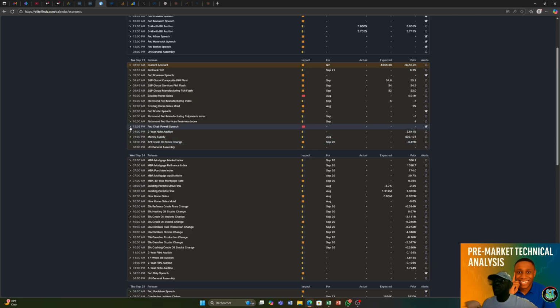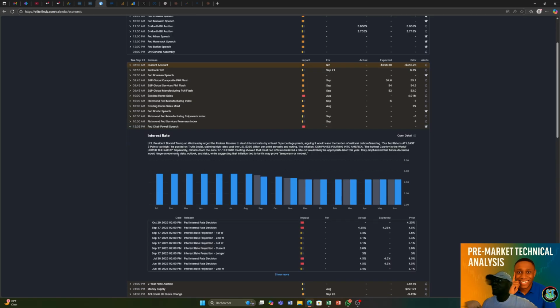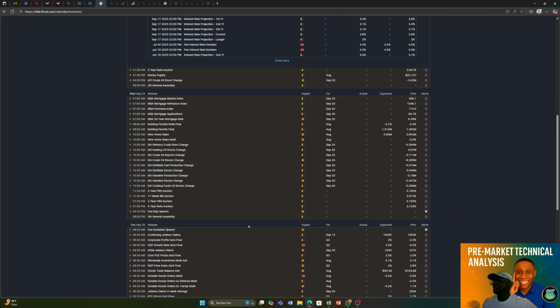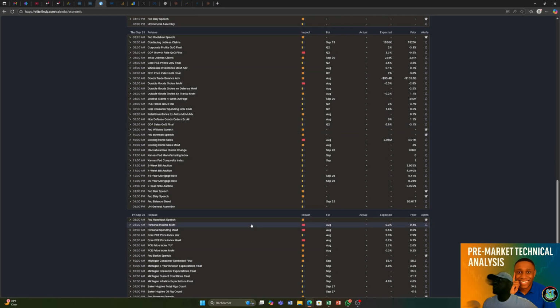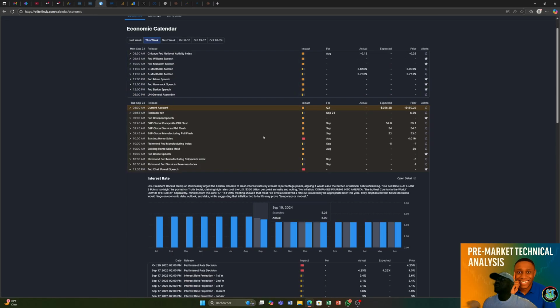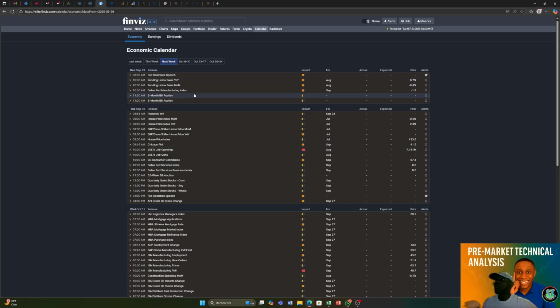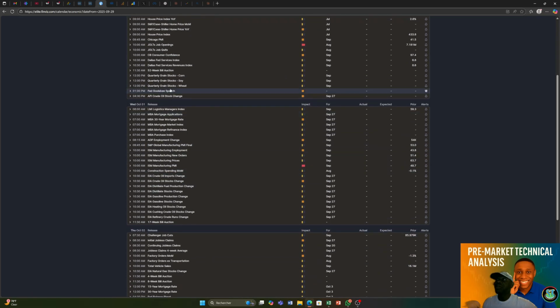Fed Chair Powell will be speaking at 12:35. So here you are, and it gives you his previous interactions. So you can go into detail to see the impacts of the economic calendar on a specific stock if you would like. So this is what's happening for this week, broken down on a day by day basis.